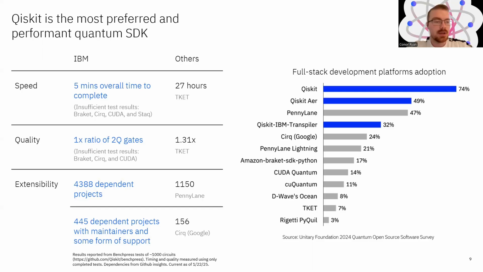Then we have extensibility. So again, going back to that project access for how many people use Qiskit for their own problems, own research. We see 4,388 dependent projects, with the next best being 1,150 taken up by people using PennyLane. And then we see 445 dependent projects with maintainers and some form of support, and the next best being Cirq by Google, which is actually not a Python-based programming language, but one which is C, I believe.